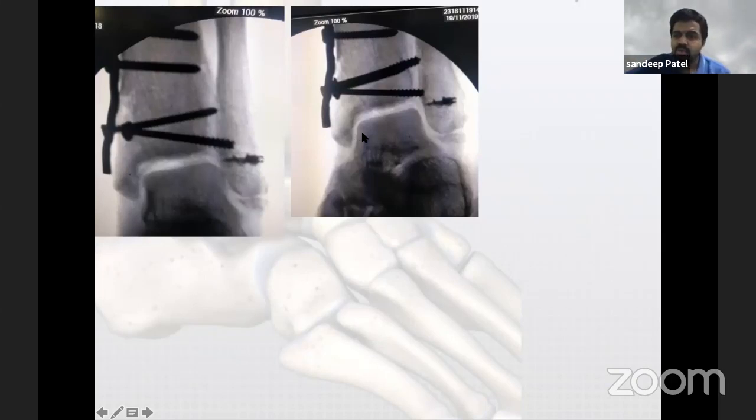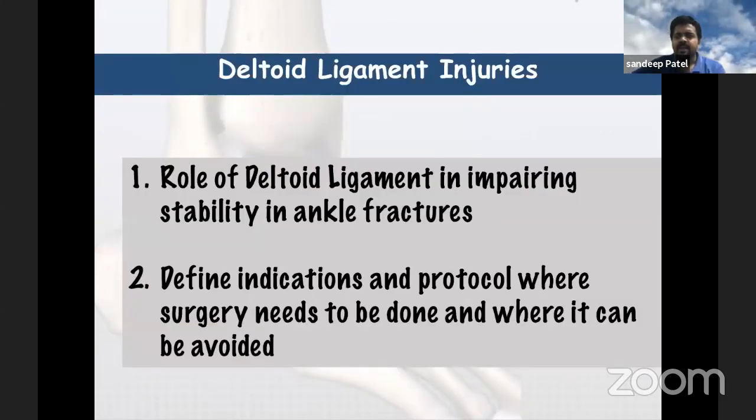So we need to identify the injury pattern and pick up those smaller ligament injuries surrounding them to address the same. Moving on to another interesting, complex topic: the association of deltoid ligament injuries in a complex ankle fracture. So what is the role of the deltoid ligament? We'll be discussing its role in impairing stability in ankle fractures, and define the indications and protocols where surgery needs to be done and where it can be avoided.